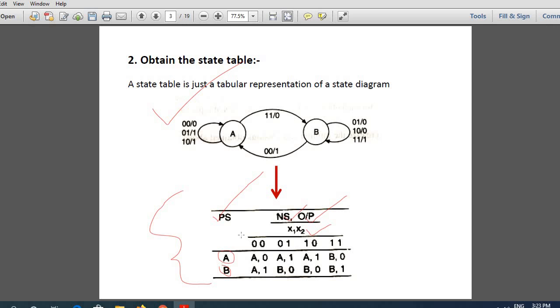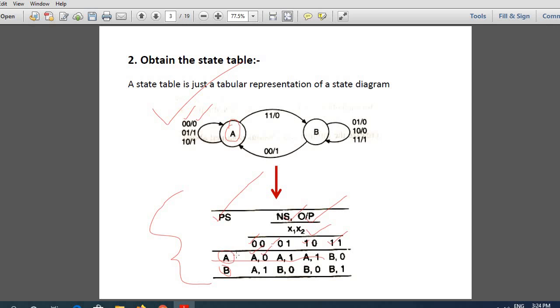And what are the input combinations that you have to write here? x1, x2 is your input, 2 bits. 2 bits can take how many combinations? It can take 0 0, 0 1, 1 0, 1 1. Now, when you see the first row, when your current state or present state is A, you are providing 0 0 as the input. Look here. What is your output? And what is the state? It will remain in state A and outputs 0. That is what is written here. It will remain in state A and it will produce an output of 0.